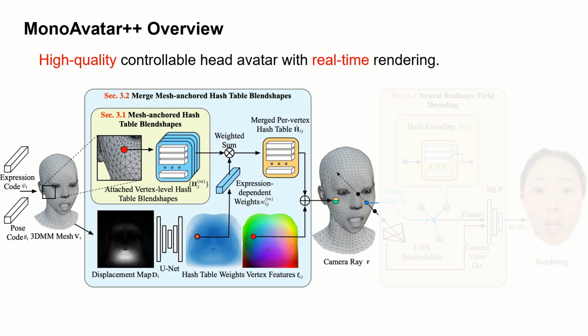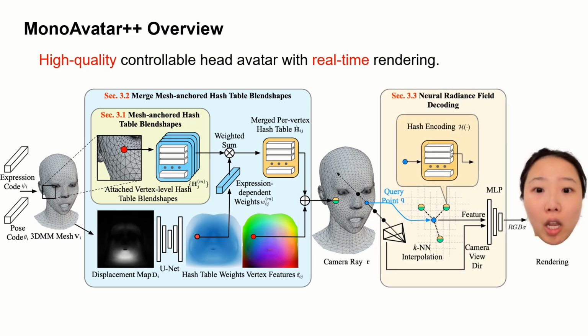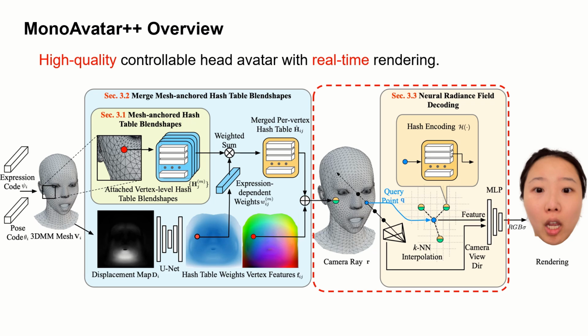These mesh-anchored blend shapes are then linearly merged with expression-dependent weights, which are predicted by a UNet in UV space from vertex displacements. The UNet also outputs per-vertex features. As a result, we get a head mesh, where each vertex has a merged hash table and a feature vector. Finally, we decode this mesh into a neural radiance field and render the output image with volumetric rendering. Now, we introduce the details of decoding the mesh into the radiance field.